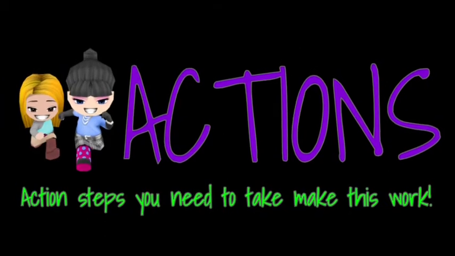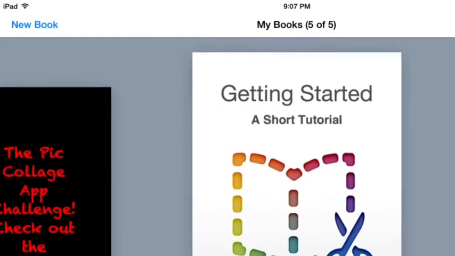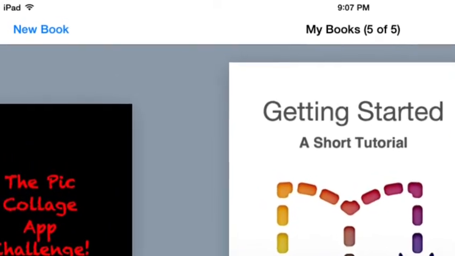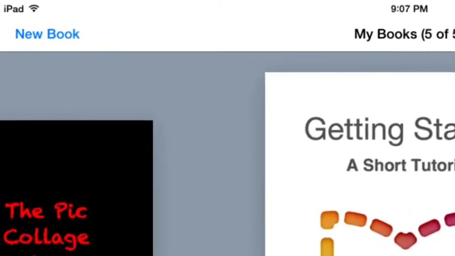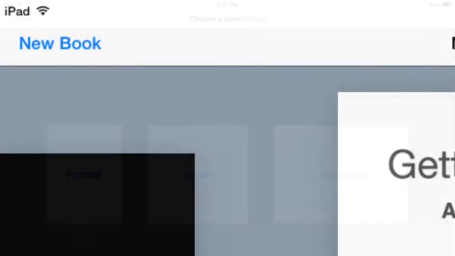Here are the action steps you need to take to make this work. When you open Book Creator, there's a really short tutorial you can go through, which is a great way to get started. The first thing you're going to want to do is tap on New Book, which you can see in the upper left-hand corner of your screen.